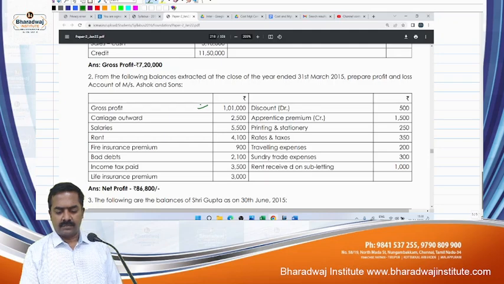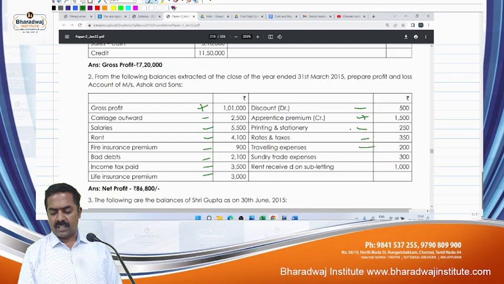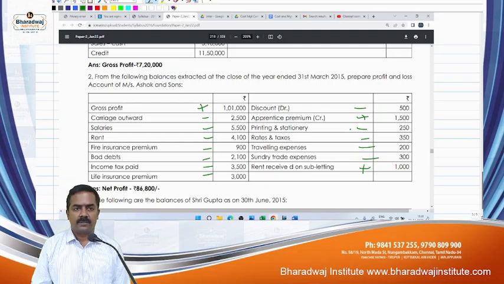Then carriage outwards, expense, income minus. Then salary minus, rent, fire insurance premium, bad debts, income tax paid, life insurance premium. Then discount debit is an expense. Apprenticeship premium plus, printing and stationery, rent and rates, travel expenses. Then rent received on subletting plus. Try putting it.